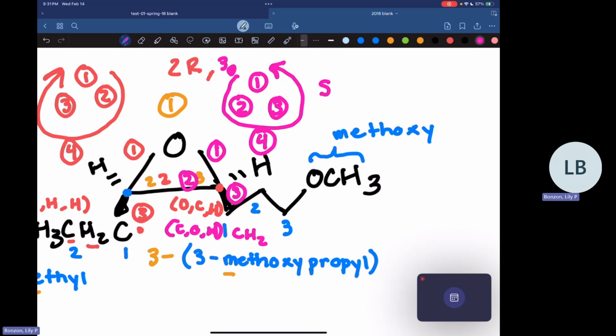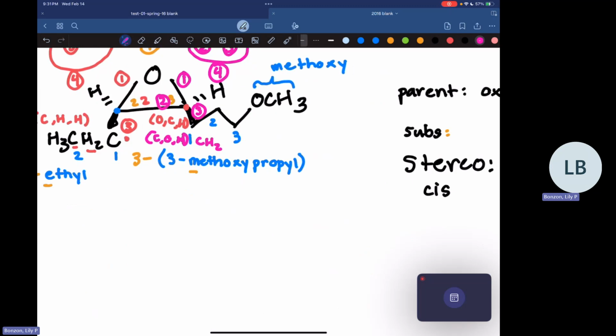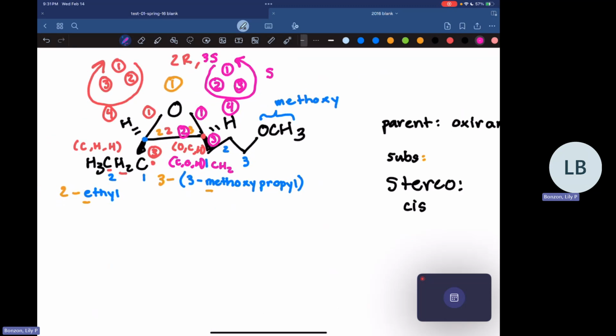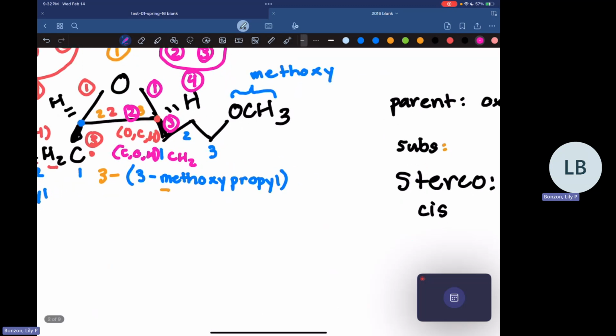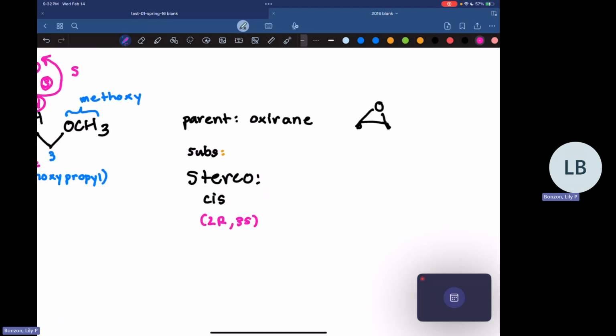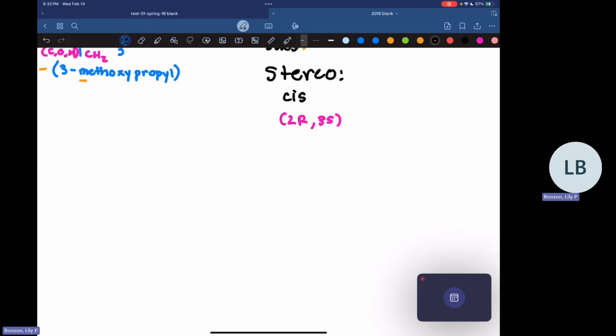So this is going to be 3S. So with this one, you could do the cis-trans nomenclature, and I'd probably go with that because it's a little bit simpler, but you can always do the R and S as well if you would like. So when we throw this one together, we've got our substituents. Oh, sorry, we got our stereochemistry first.